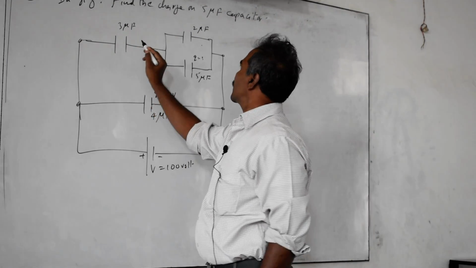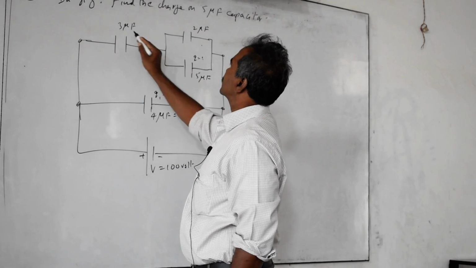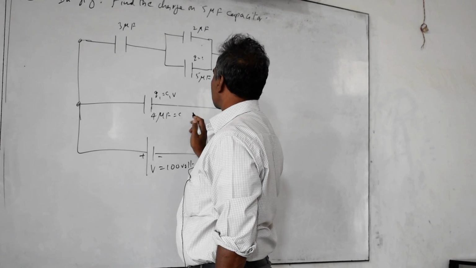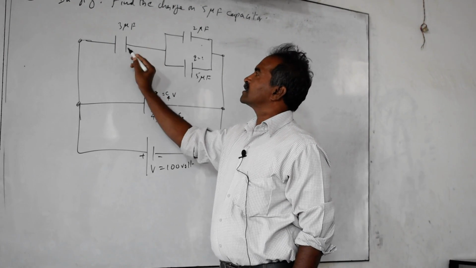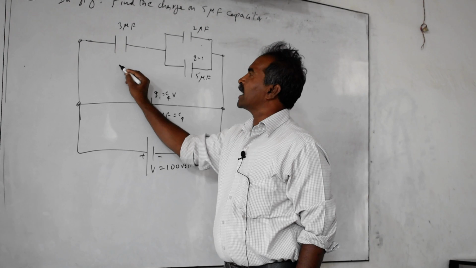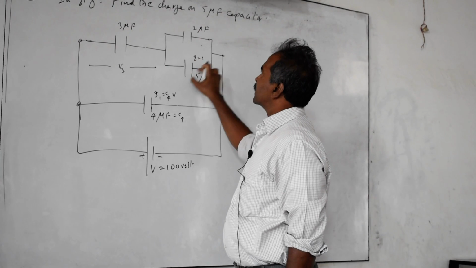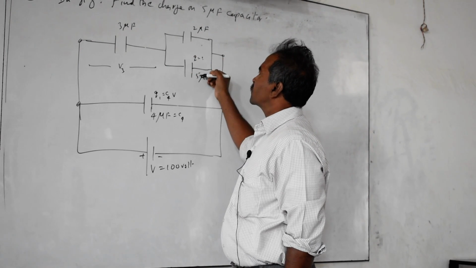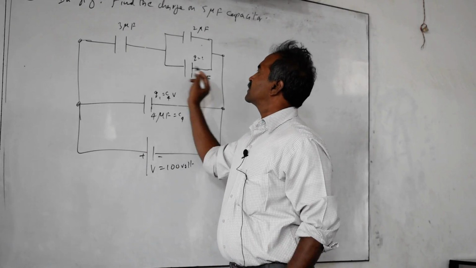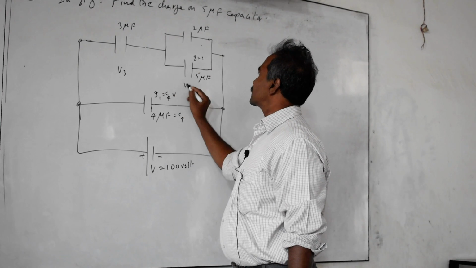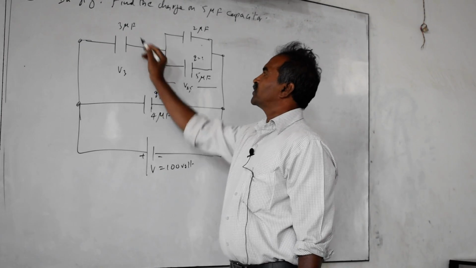Next is this, I will take it as C3. This is 4 microfarad, so let us take it as C4 into V. The charge on this depends on this voltage. I will take the voltage across this as V3. And this whole set is parallel. Parallel means 2 plus 5 becomes equal to 7. So the voltage across this, I will take as V2. This is V3 and this is V2. This voltage is V2 for 2 and 5.